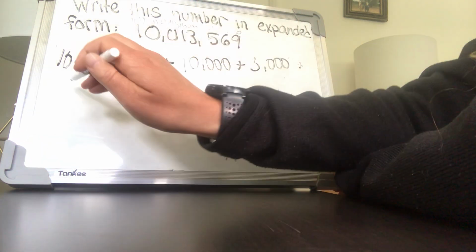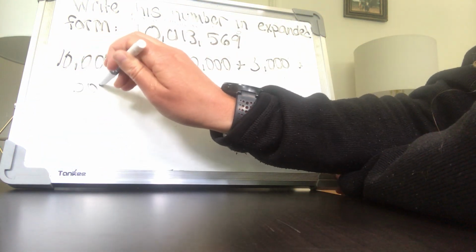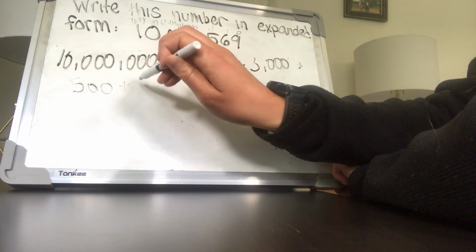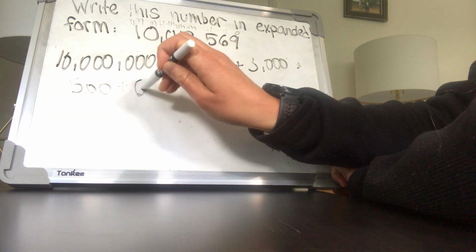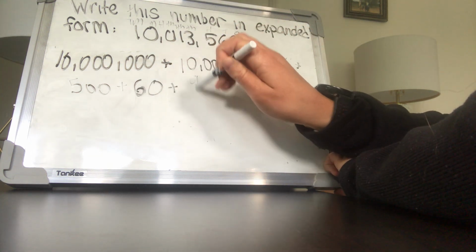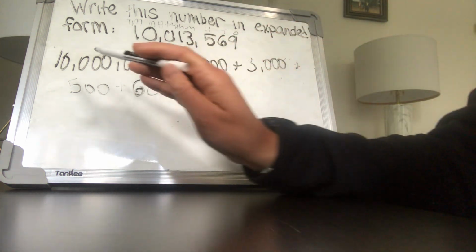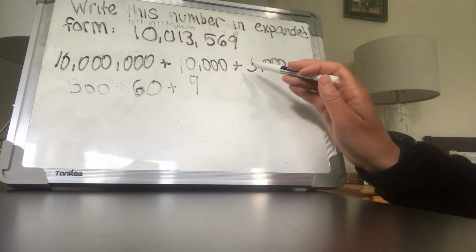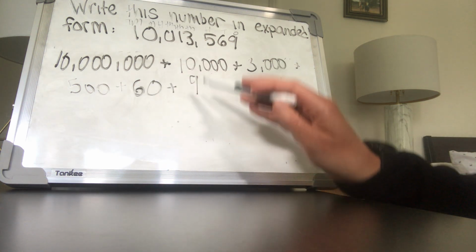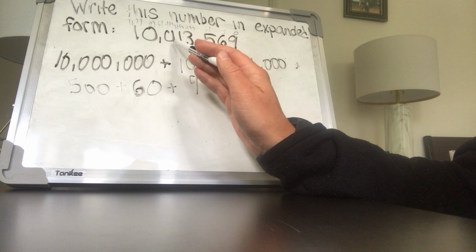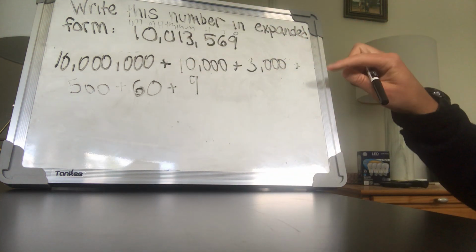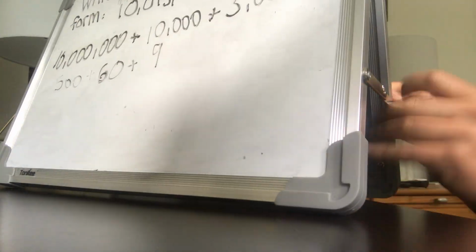Plus, there's a 5 in the 100 spot. So 500. There's a 6 in the 10 spot. 6 tens is 60. Plus, there's a 9 in the 1 spot, so 9. 10 million plus 10,000 plus 3,000 plus 500 plus 60 plus 9. The reason why I don't have any millions or 100,000s is because there are 2 zeros in those spots, and I'm not going to write a 0 when I'm writing an expanded form.